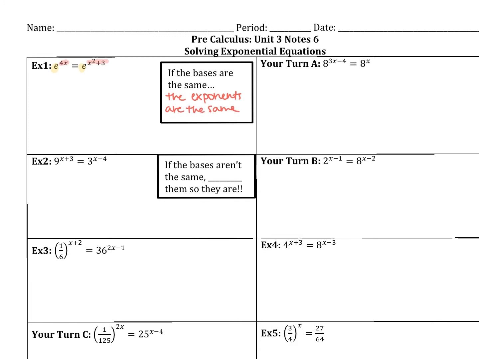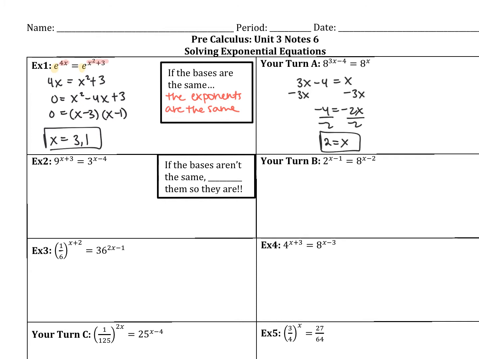So for this example, in order for me to solve it, I can set 4x equal to x squared plus 3. Subtract 4x from both sides, I'll get x squared minus 4x plus 3 equals 0. This can factor to x minus 3 times x minus 1, and therefore x will equal 3 or positive 1. All right, why don't you try and pause the video, and when you're ready, unpause it and check your answer.